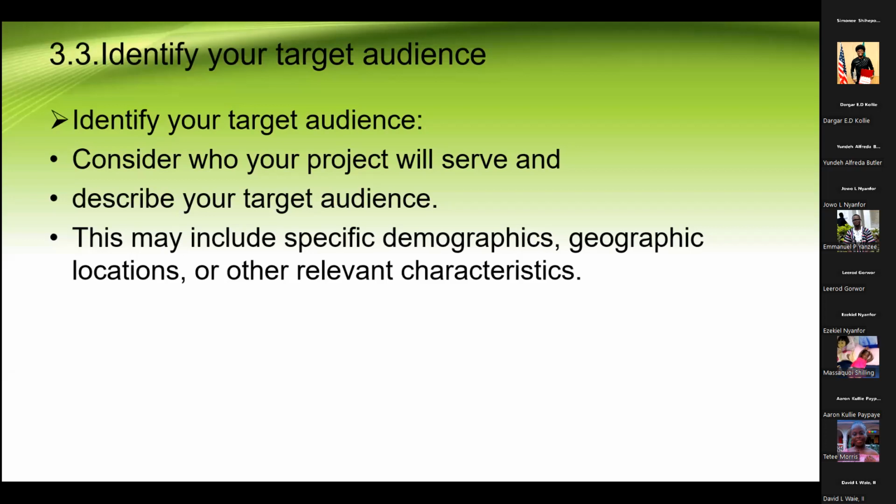Then you describe your target audience. These are children between 6 and 17 that are schooling at the following 10 schools. You give the names and you give the grades, and you give a description of the children, and you give the number of children, and whether they are male or female. And so that is how you do a detailed description. It may include specific demographics, and I think I've mentioned geographic locations and so on. So it is very important that you describe.